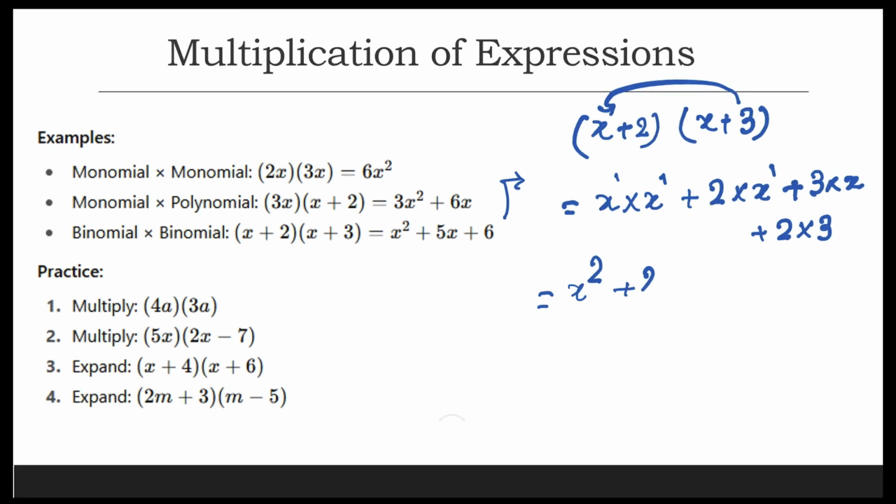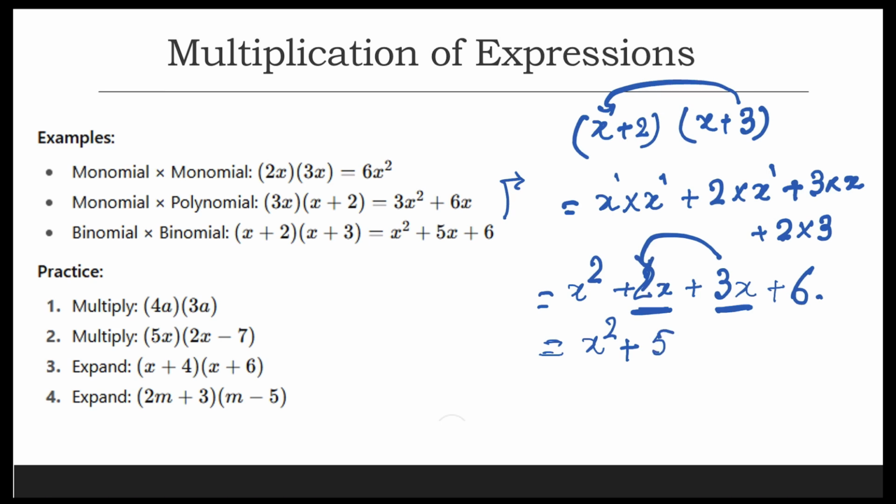X to the power 1, there is only one x. So this becomes 2x plus 3 into x to the power 1. There is only one x. So it becomes 3x, plus the last one is nothing. 2 into 3, 6. Now like terms 2x and 3x are like terms because the variable is the same in both cases with the same power. So what will happen? We will write x square plus we will add their coefficients.